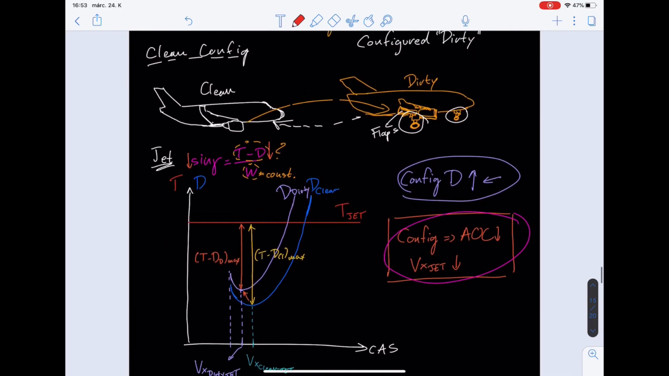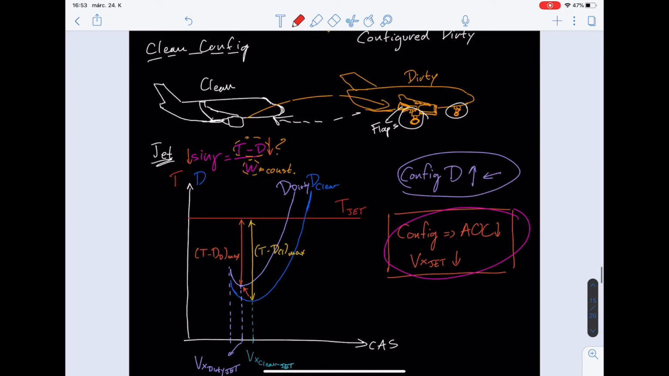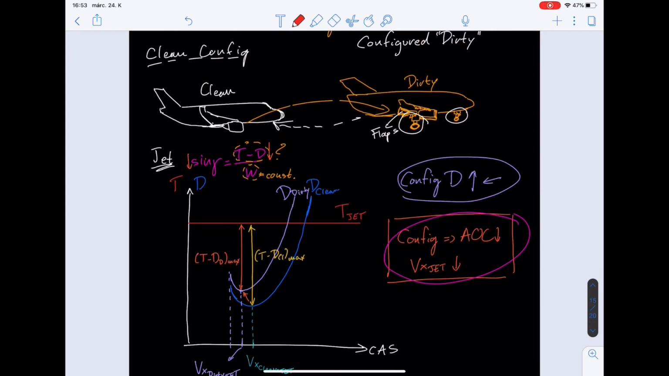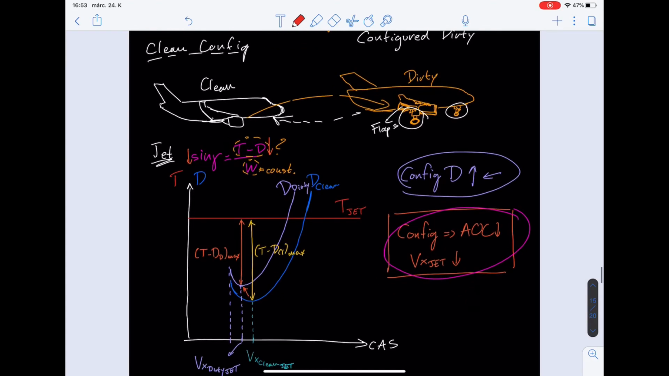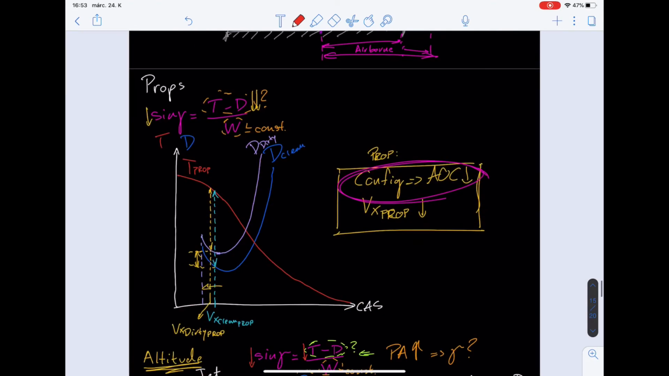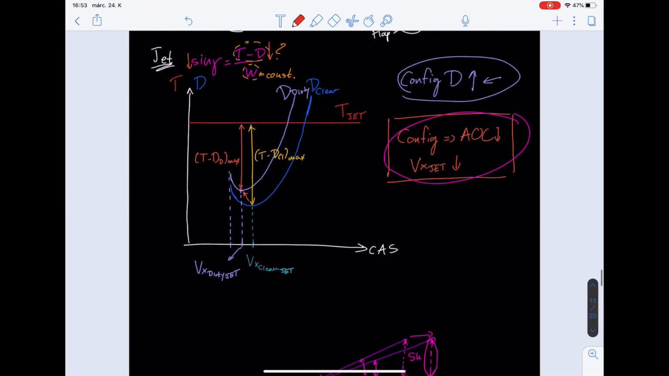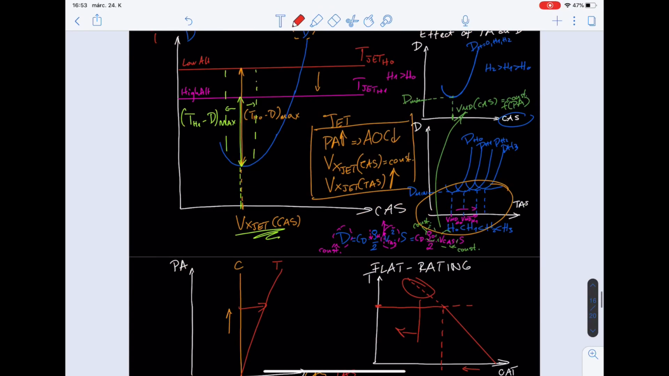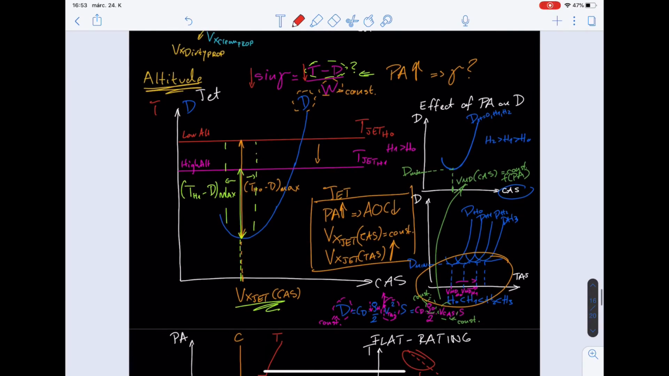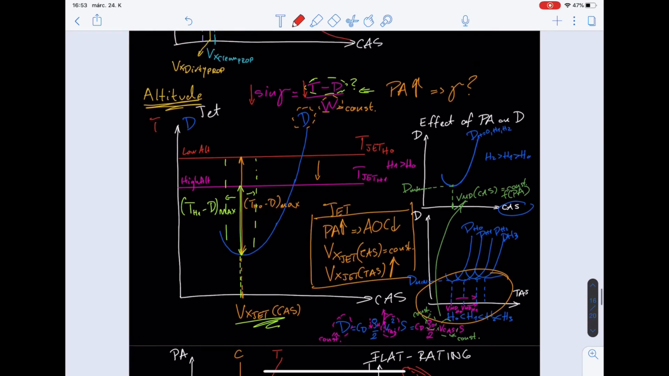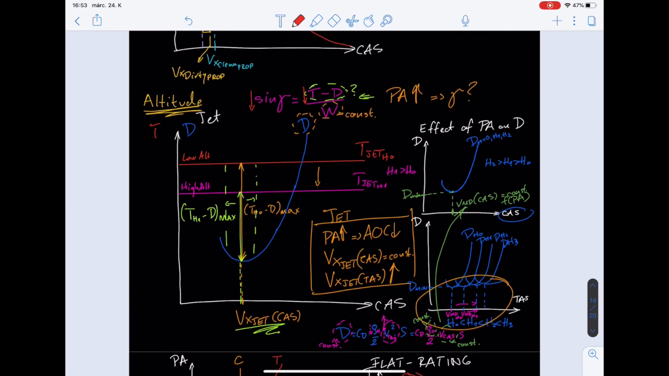The second thing that we looked at was configuration, and of course we saw that configuration, both for the jet and for the prop, would reduce the angle of climb, and the speed which you have to maintain for the best angle of climb is reduced compared to the clean configuration for both the jet and the propeller. What was interesting, however, was the effect of altitude and the effect of the outside air temperature.